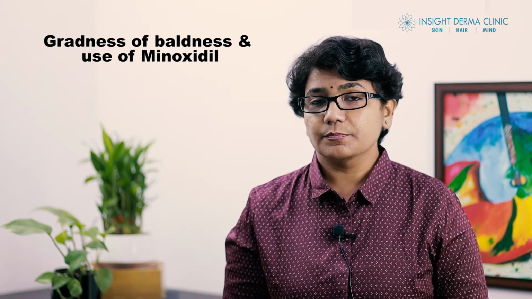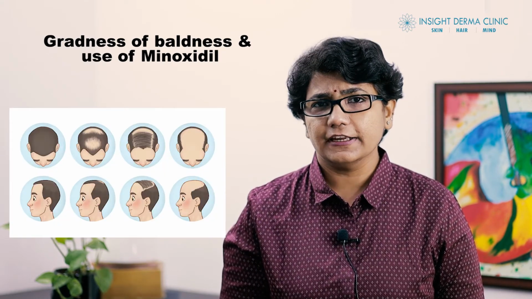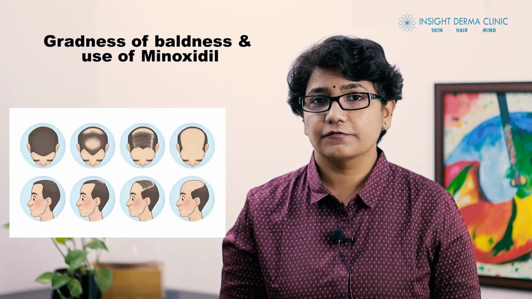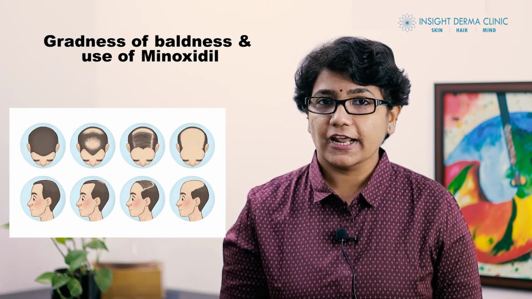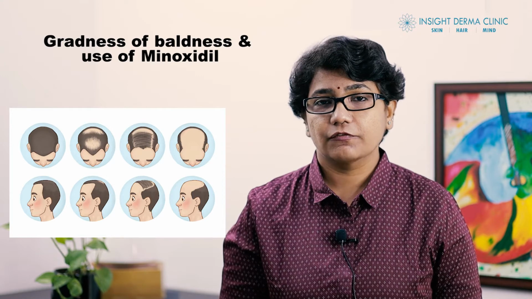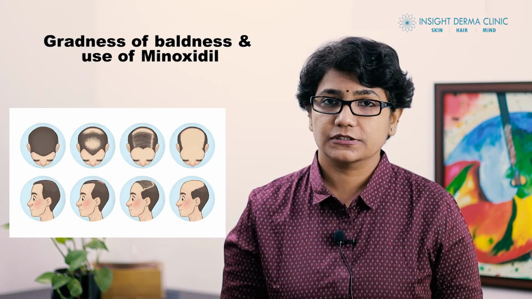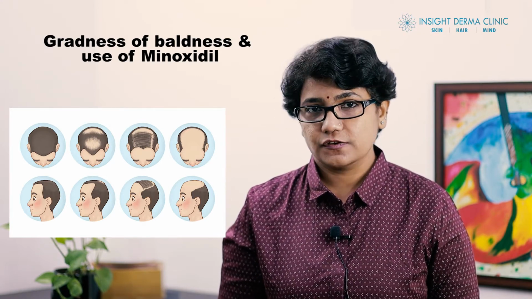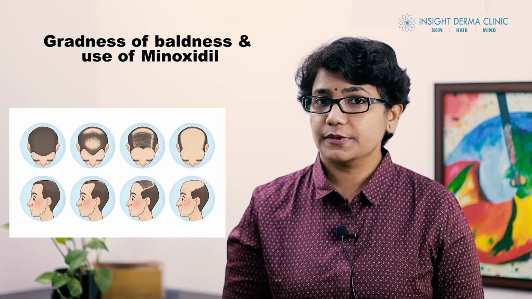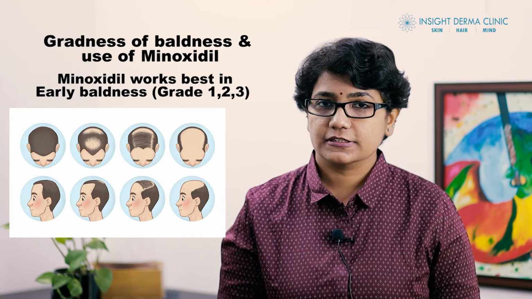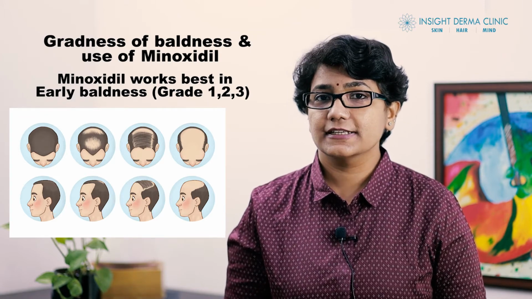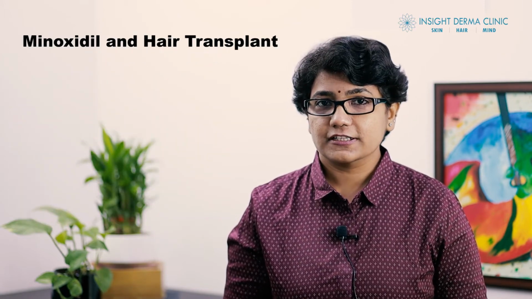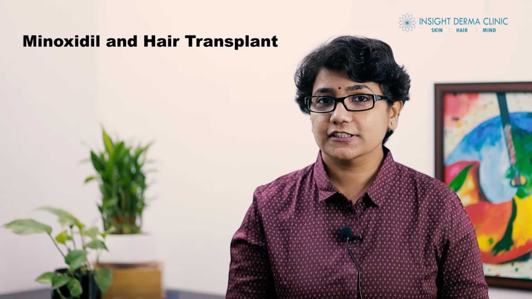We all know that there are different grades of baldness. Some people have very slight regression of the hairline. Some will have only the crown area gone bald. Some will have only thinning and some may have complete baldness with a smooth patch. So there are different stages of baldness. Minoxidil works better when there is early baldness. When you are just in stage 1 to 3, minoxidil is better. When to go for hair transplant is again determined on this factor.